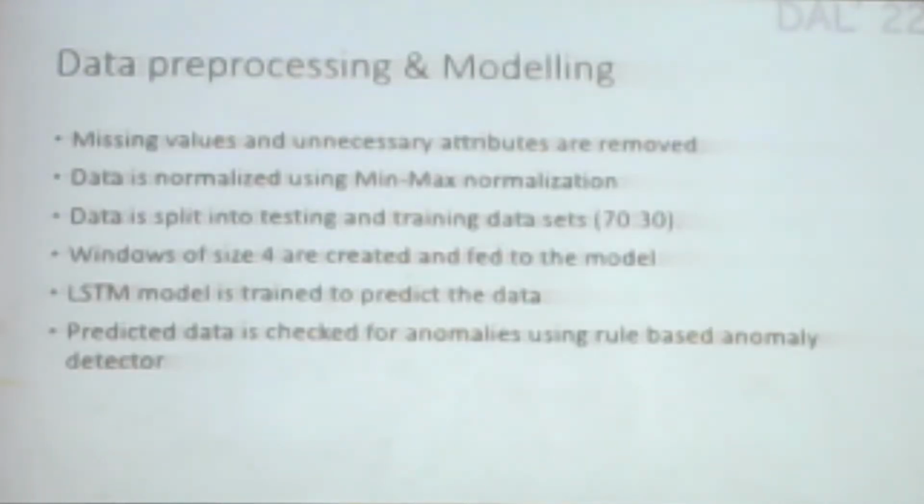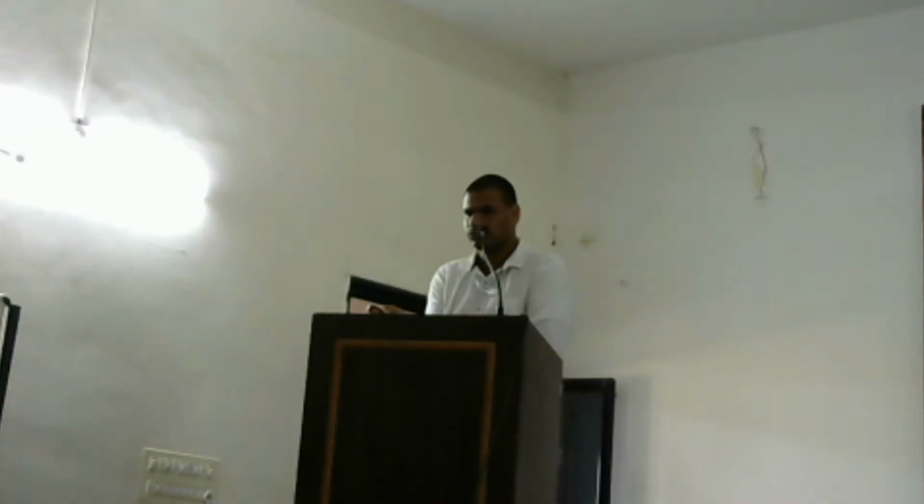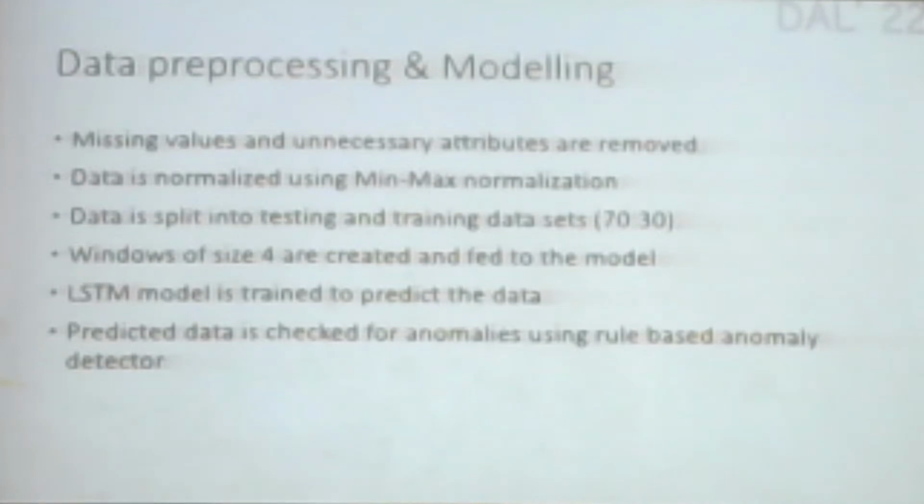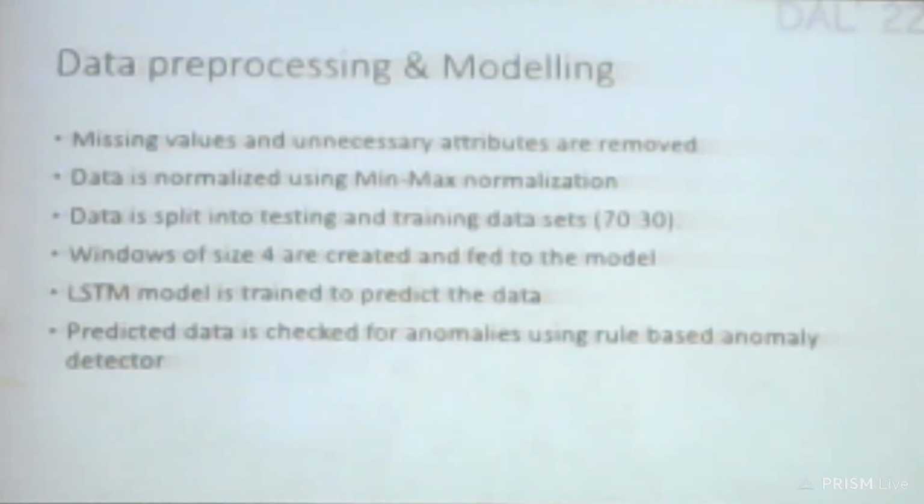after we identified the necessary features, we had some missing values that we needed to take care of. Then we used min-max normalization because the ranges were very different. The pH values were between 0 to 14, and the values of water temperature were in the 30s. So after that, the data was split into testing and training data sets.